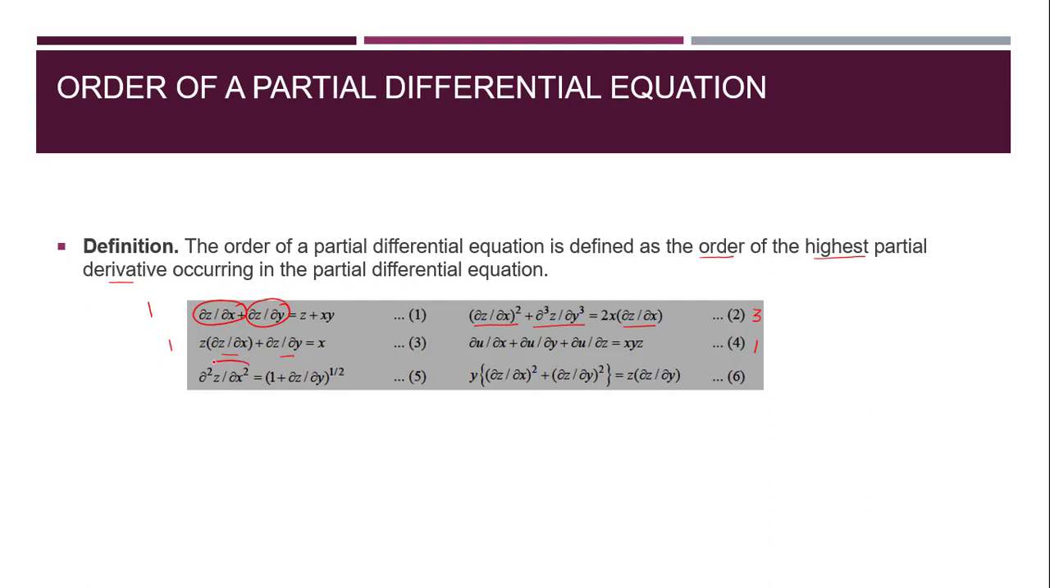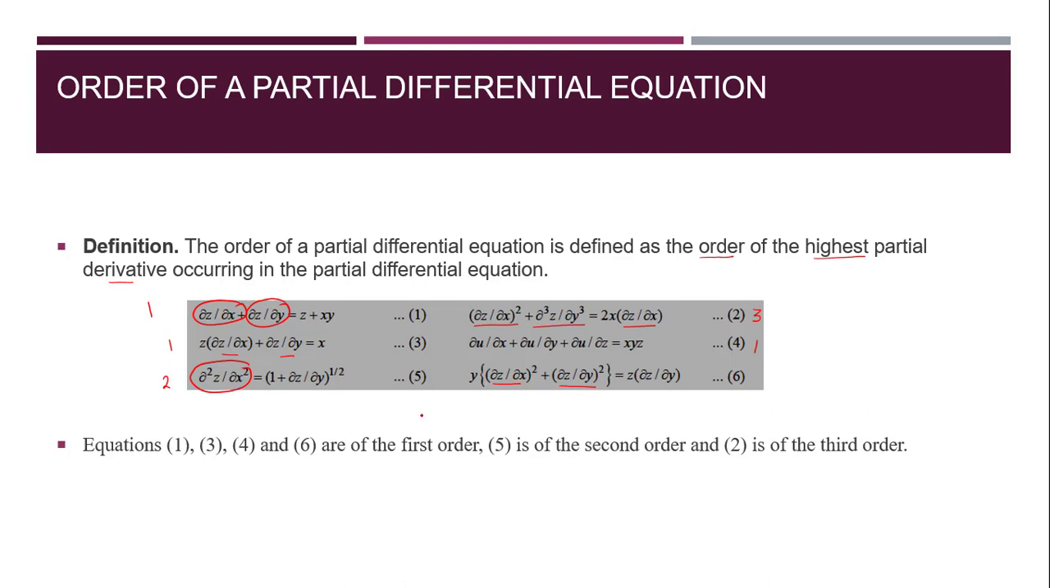Here I am getting a second order derivative. So the order is 2. Here we are getting del z by del x, del z by del y, so the order is still 1. So equation number 5 is of order 2, equation number 2 is of order 3 and all others are of order 1.